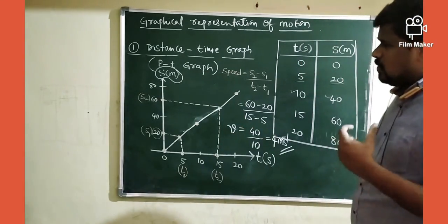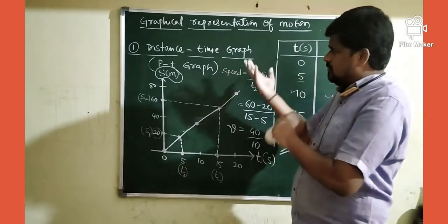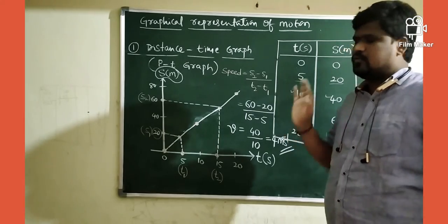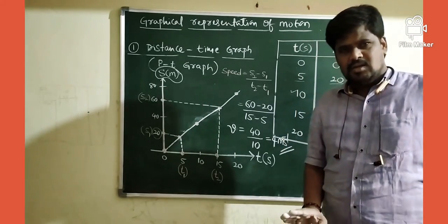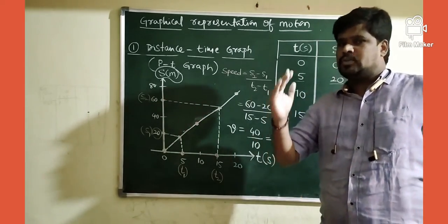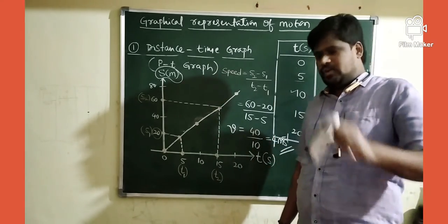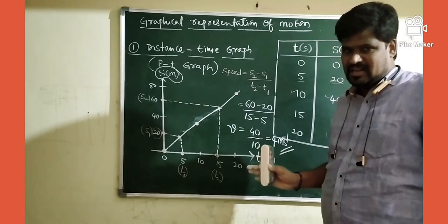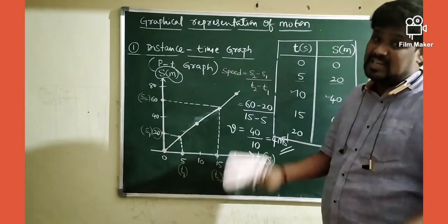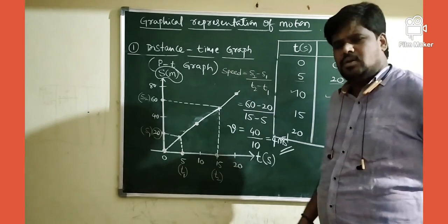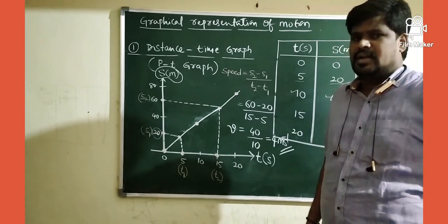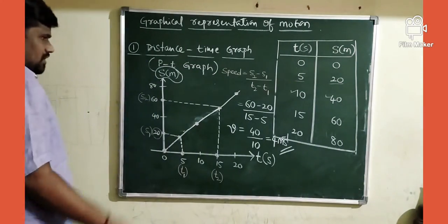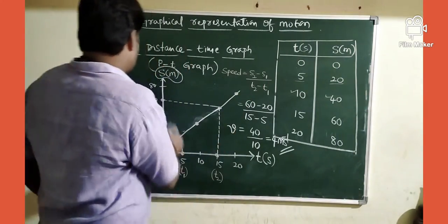So, what is the feature of this distance time graph? If a distance time graph for a moving body is a straight line, it indicates that the body is moving with a uniform speed. If the distance time graph is not a straight line, if it is a curve, then it indicates that the body is moving with a non-uniform speed. Let me take one example here.